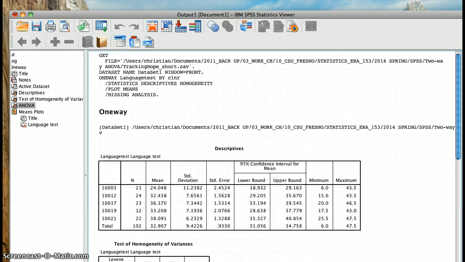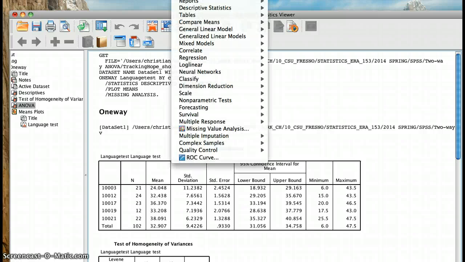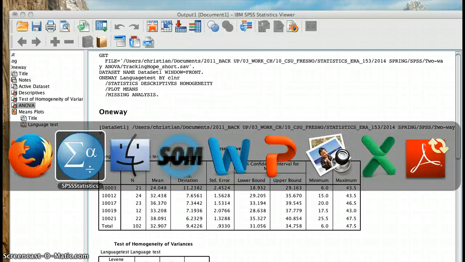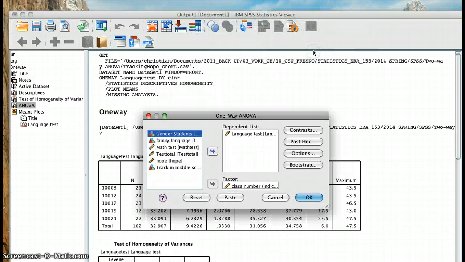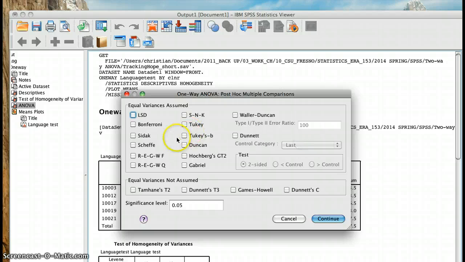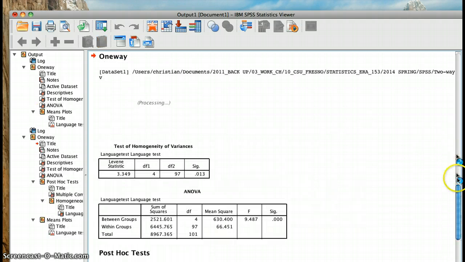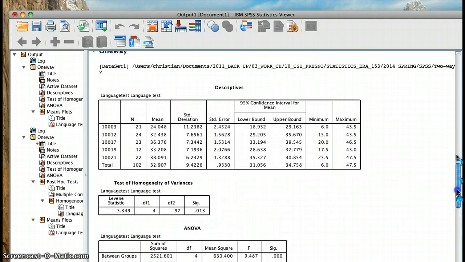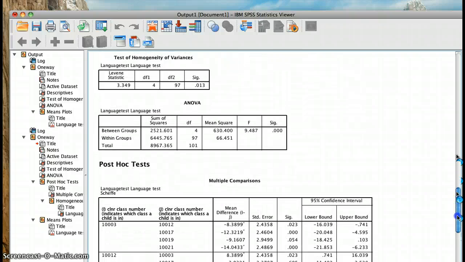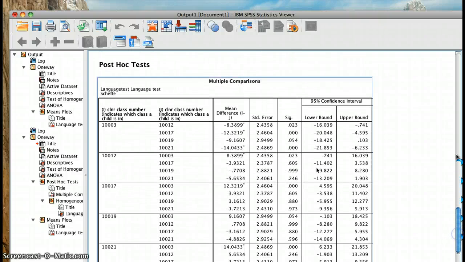And for that reason, I'm going to go back into comparing the means, one-way ANOVA, and now we're going to ask for the post hoc, and I just ask for the Scheffé value to be conservative, and I hit OK. And we get the same information, but in addition we get the post hoc, and now here we compare this class 10,003 with all the other classes.